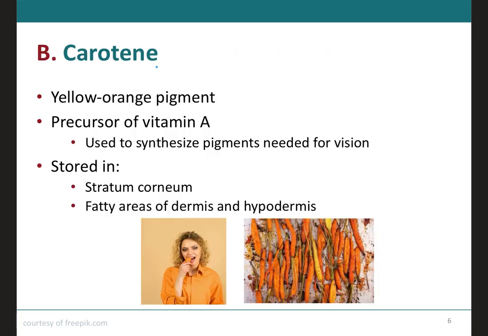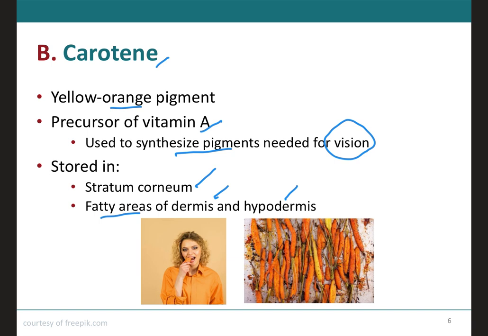Carotene is a yellow-orange pigment that gives egg yolk and carrots their color. This precursor of vitamin A, which is used to synthesize pigments needed for vision, is stored in the stratum corneum and also in the fatty areas of the dermis and the subcutaneous layer in response to an excessive dietary intake.